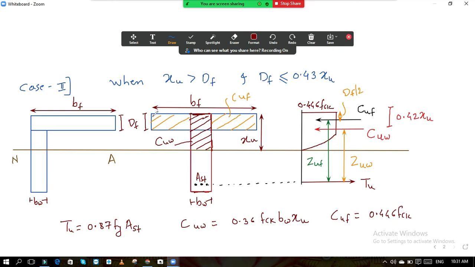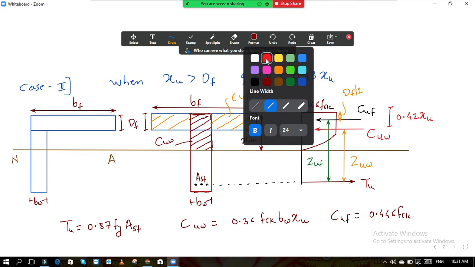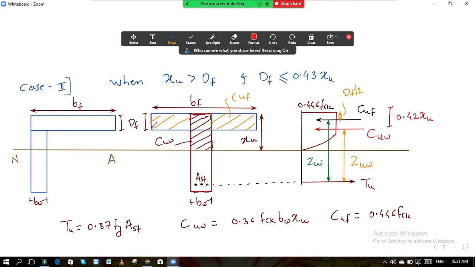For CUF we know one dimension, which is DF. This is already known to you. Now for the remaining width we should consider this much part and this much part, because the central part belongs to the beam. So we must consider this length plus this length. The total from this point to this point is BF, the width of the flange, and this much is BW. If this much is BW, this is also BW.